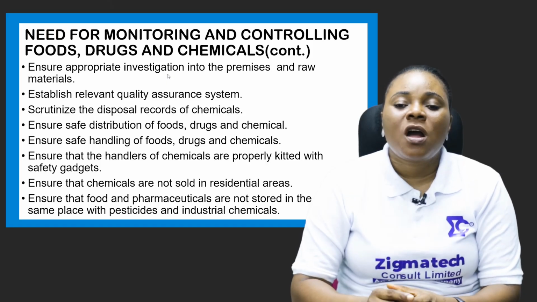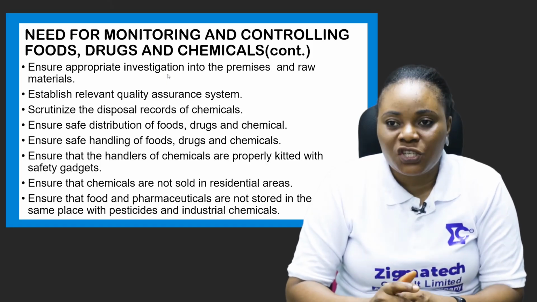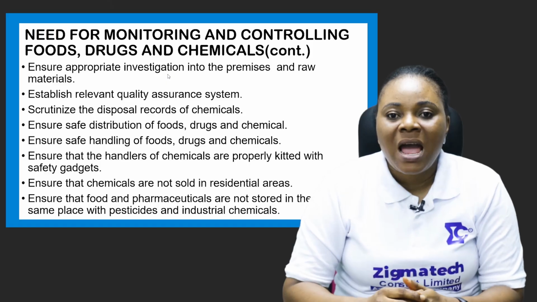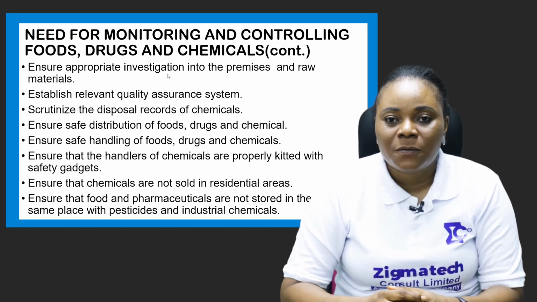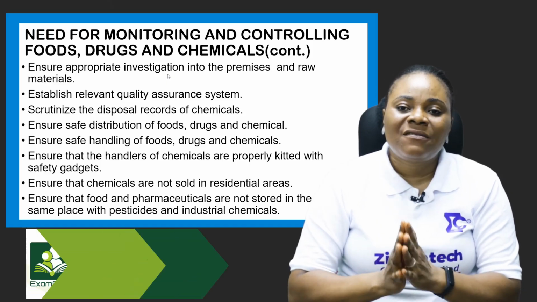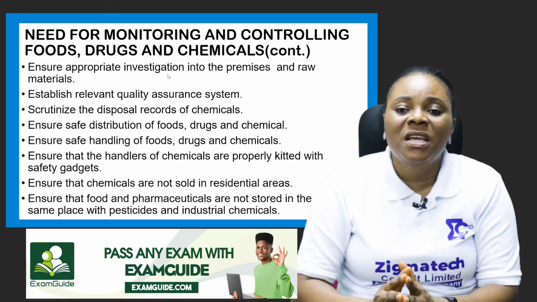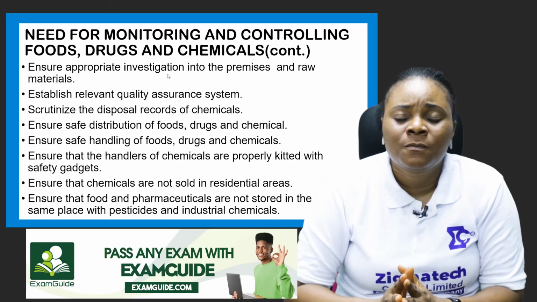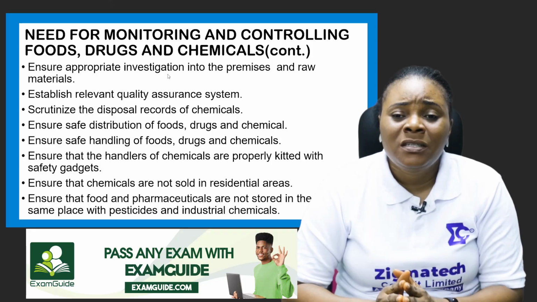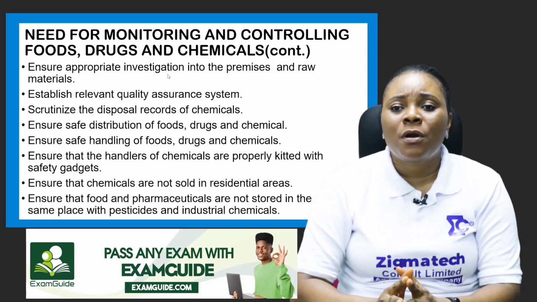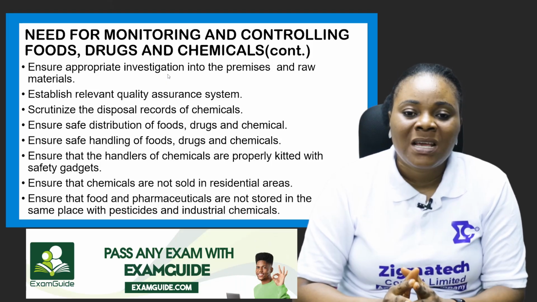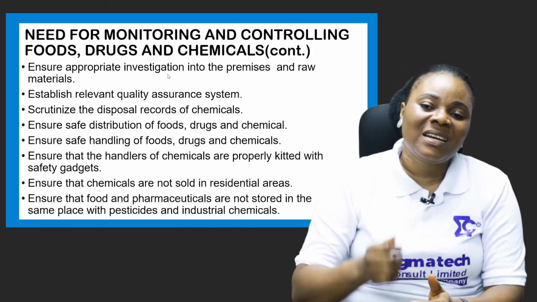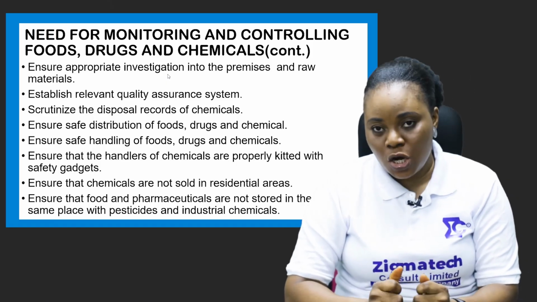Also, they ensure appropriate investigation into the premises and the raw materials being used. Like I said, before NAFDAC can allow your company or your factory or industry to start its operation, they do a thorough or a proper check. And that is the essence of giving you the NAFDAC registration number.